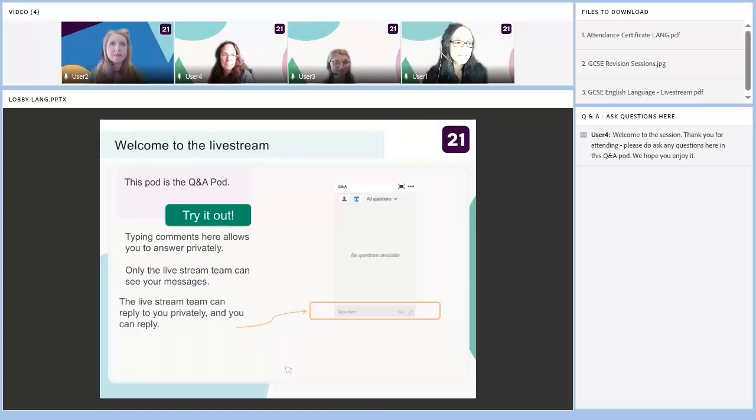So before we actually make a start, I'd like to draw your attention to a few things that we have on the platform. As you can see, there's a Q&A pod, which is just underneath the file pod to the right-hand side of the slide. That's where you can put in any queries and questions that you might have throughout the session. Both Jenny and Jess will be responding to your questions for the duration. So please do say hello to Jenny and Jess, and I'm sure they will respond to you in due course.